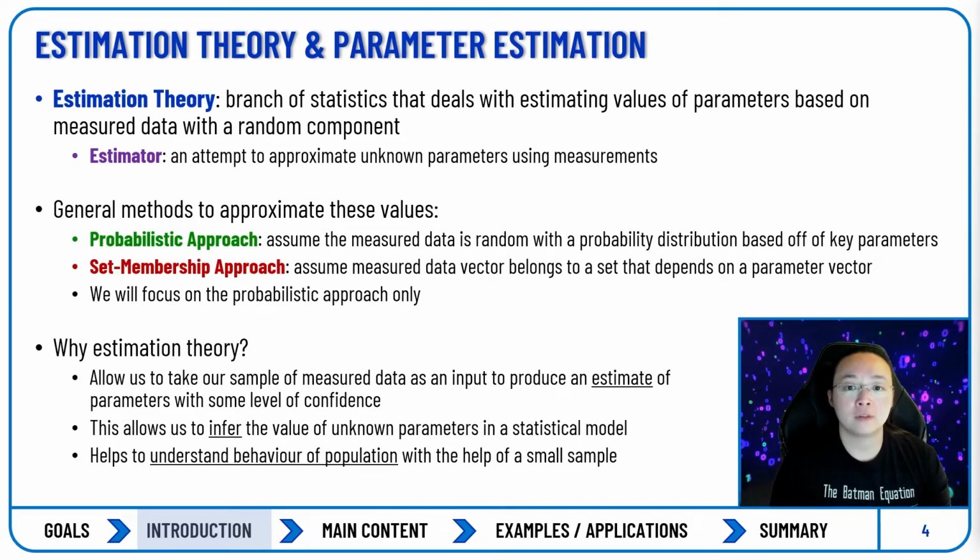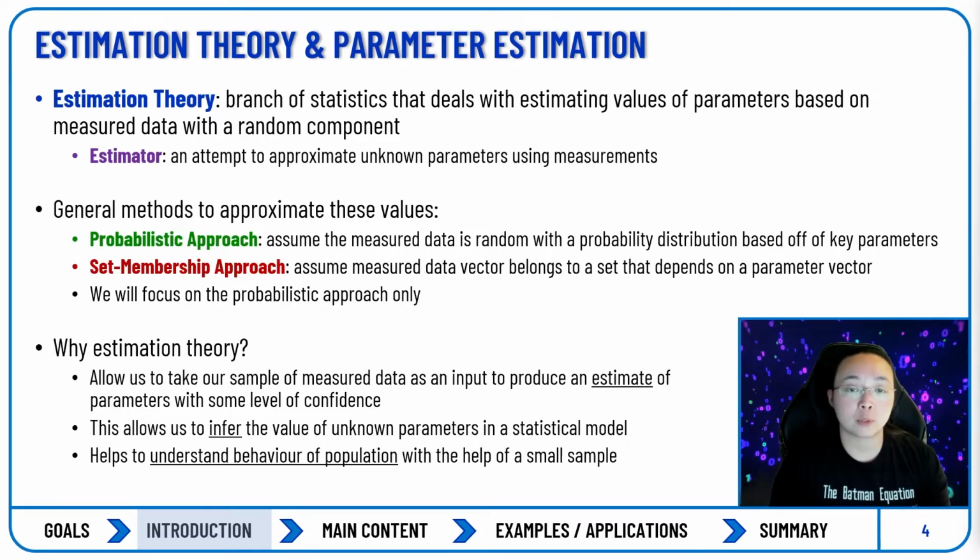What is an estimator? An estimator is an attempt to approximate unknown parameters using the measurements we know of. So there are two general methods to approximate these values. There are two approaches basically. One is the probabilistic approach, which is highlighted in green over here. In this case, we're assuming that the measured data is random. So we have a random variable with measured data with a probability distribution based off of the key parameters. That's the most common way of taking a look at parameter estimation.